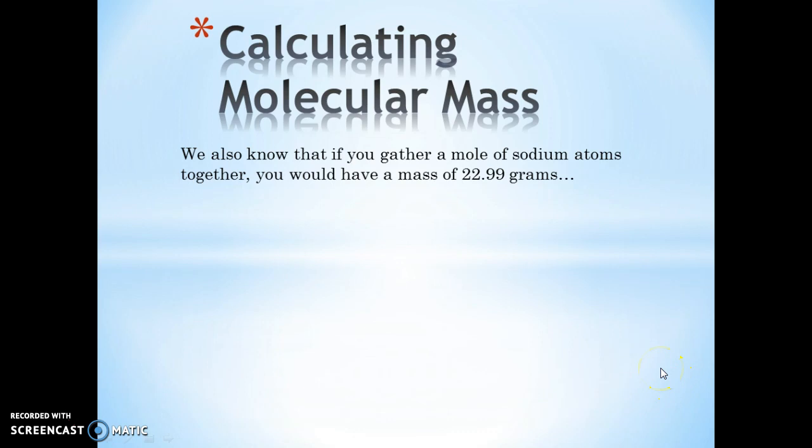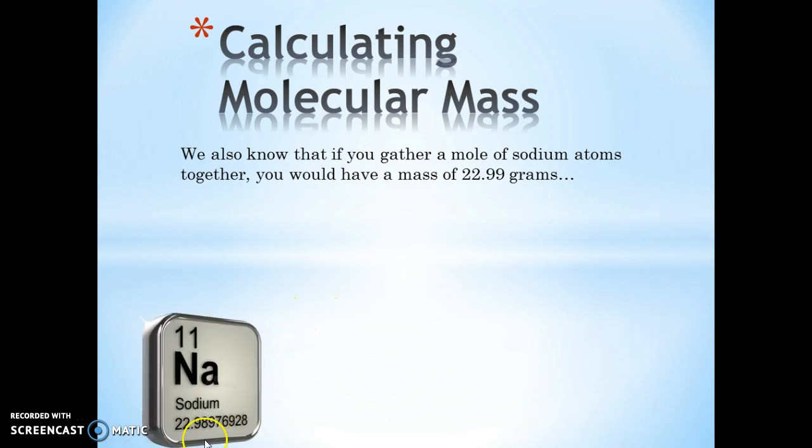We also figured out that if you gathered a mole of sodium atoms together, for instance, if you grabbed 6.02 times 10 to the 23rd sodium atoms and got them all together, the mass would be 22.99 grams. And we know that by looking at the atomic mass on the periodic table. So if you pull up a periodic table and look at sodium, you'll see that its atomic mass, which is down here at the bottom on this picture, is 22.99 grams in 1 mole.